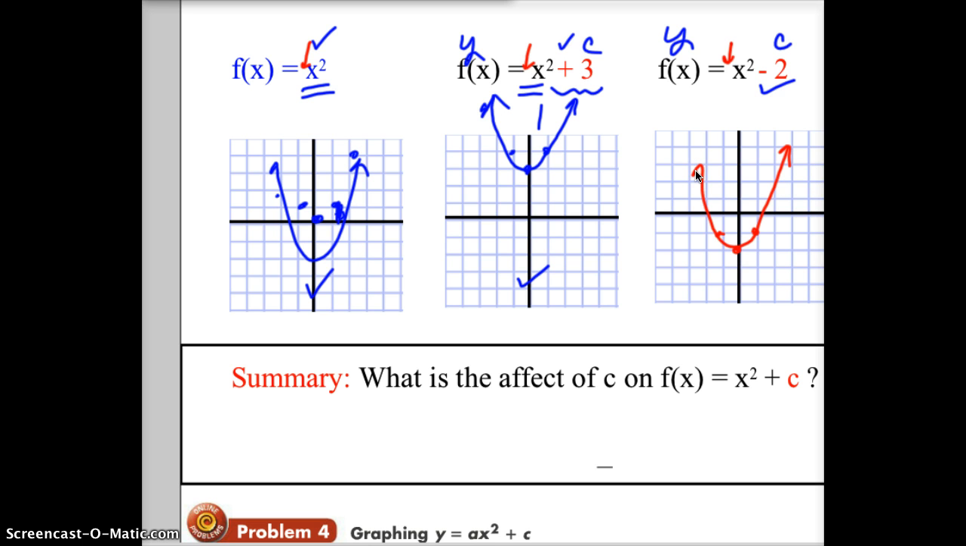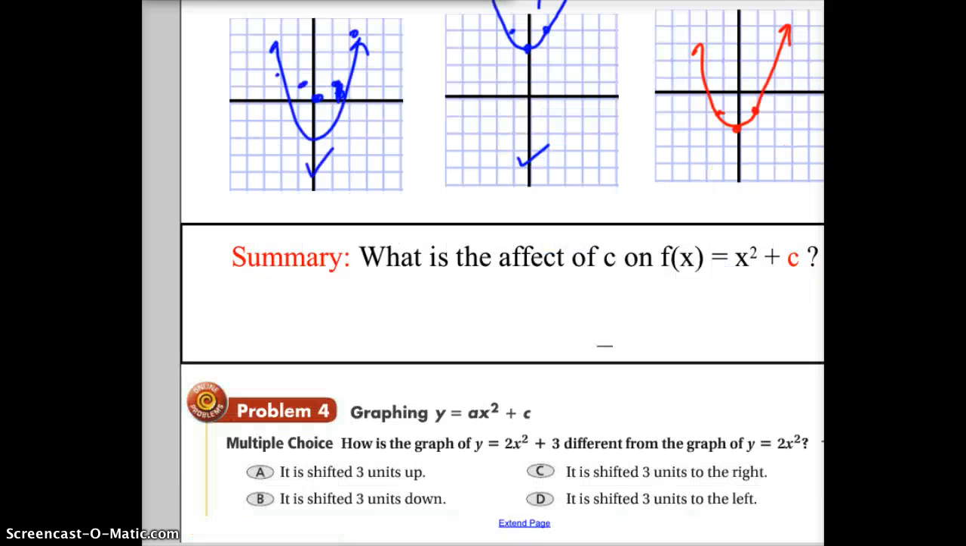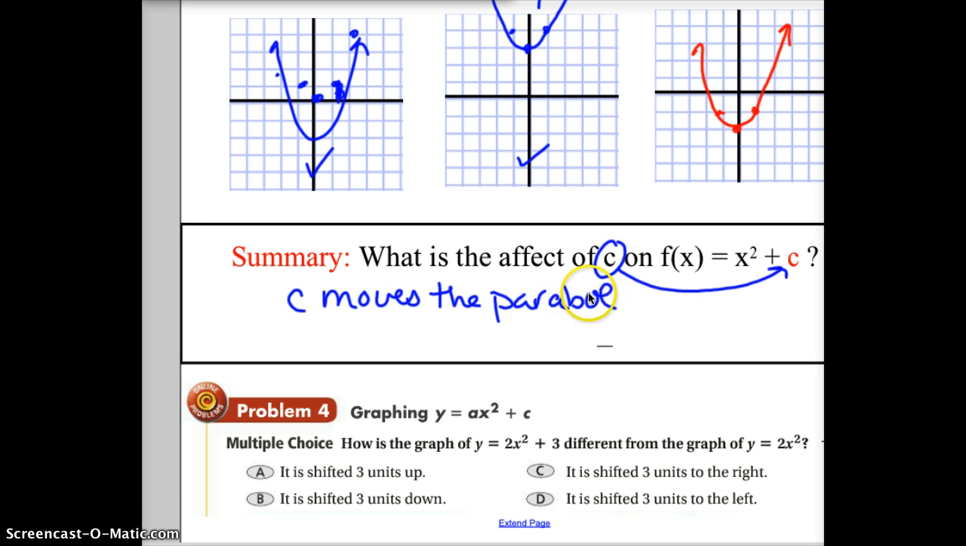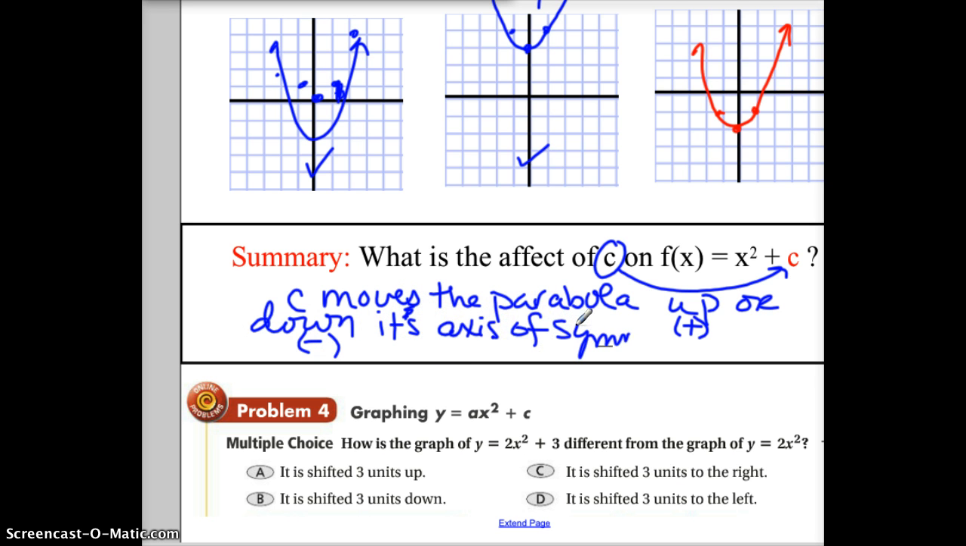Notice all of those are opening up because we've got positive, positive, positive lead. They're all the same thickness because they all have a 1, and a 1. But tacking on that C moved the graph up and down. So it says, what is the effect of C on this graph? The effect is C moves the parabola up, if it's positive, or down, if it's negative, along its axis of symmetry. So basically it just moves it up or down. It doesn't affect its thickness or anything.